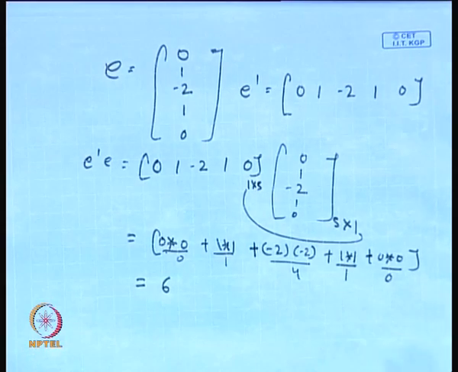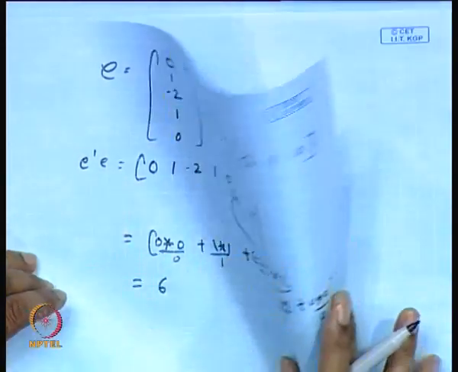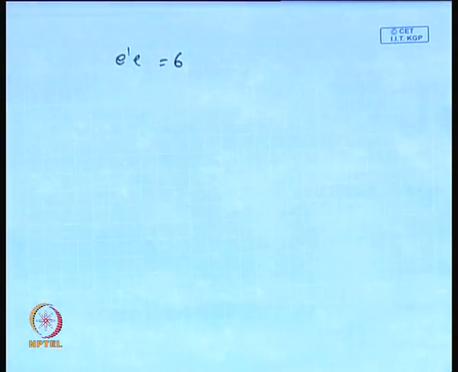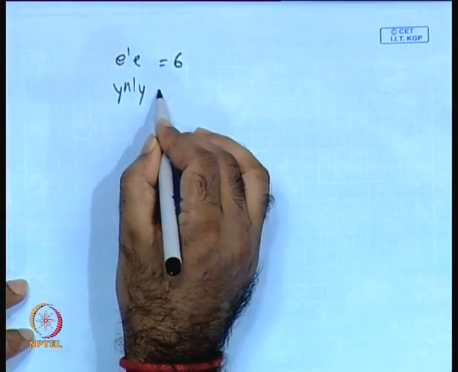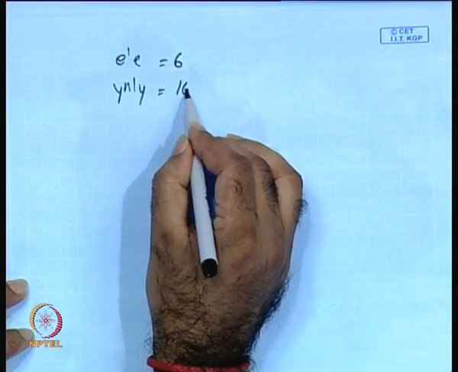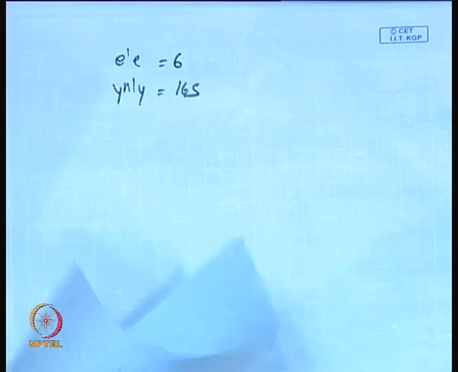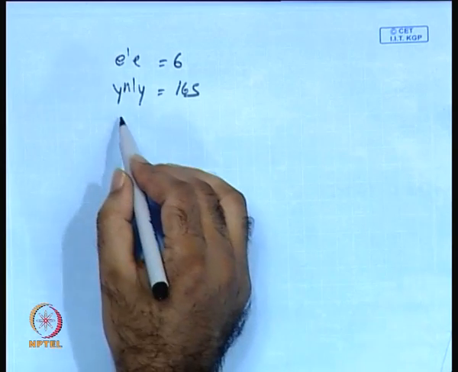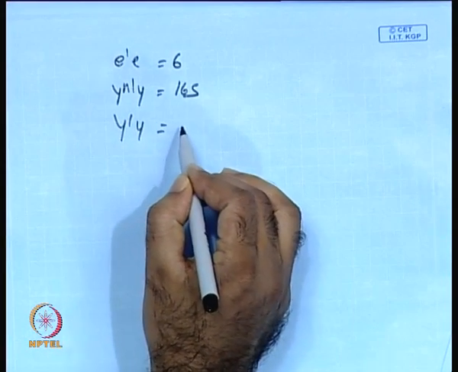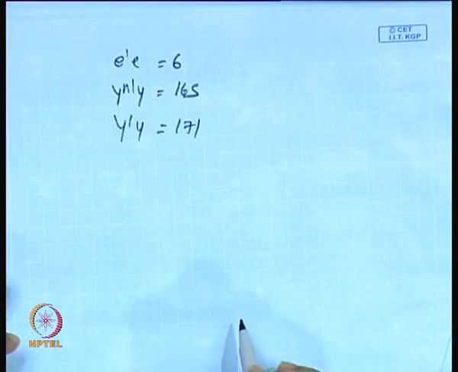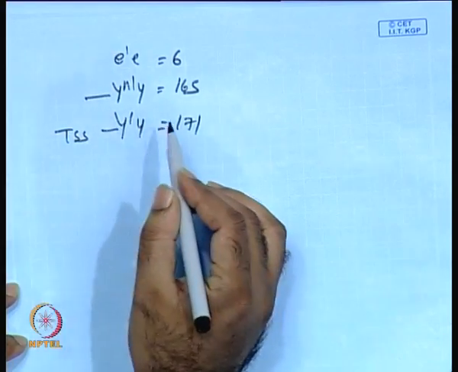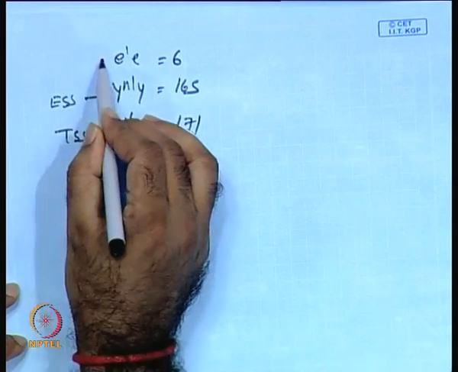Now we simplify all these structures. Our e transpose e equals 6, y head transpose y equals 165, and y transpose y equals 171. Let's check it here, because this is nothing but TSS, this is nothing but ESS, and this is nothing but RSS.